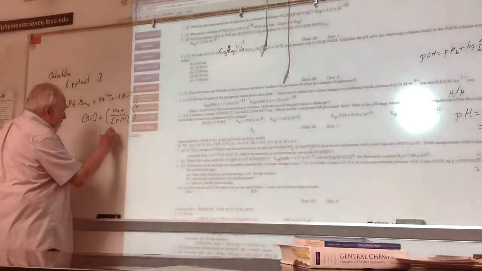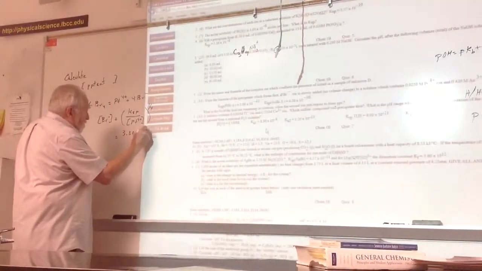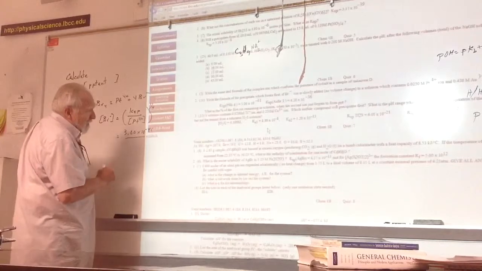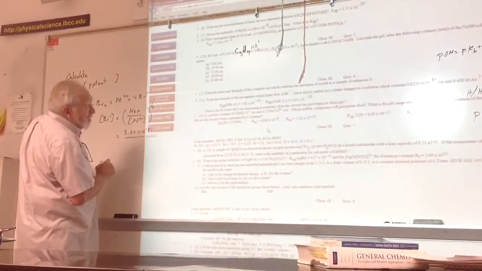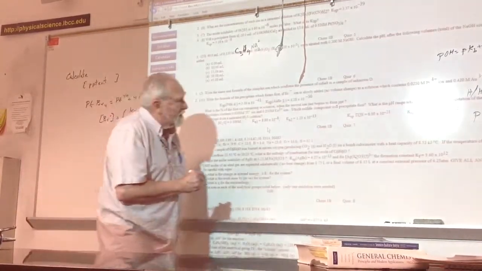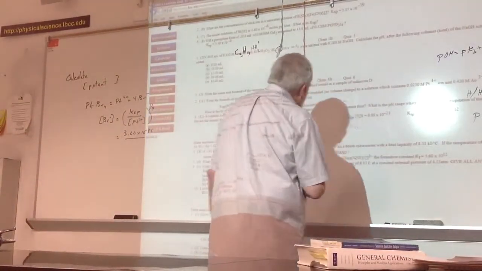3 times 10 to the minus 41. I assume everybody can divide. The platinum is given as 0.025.